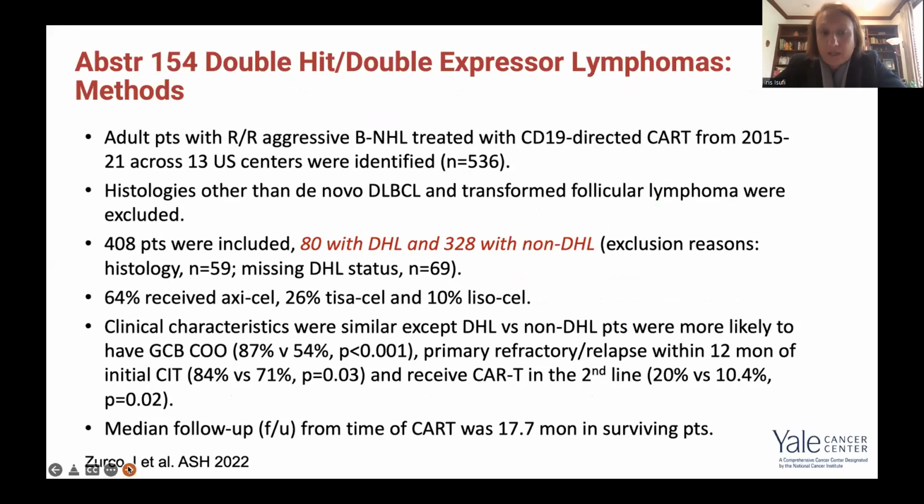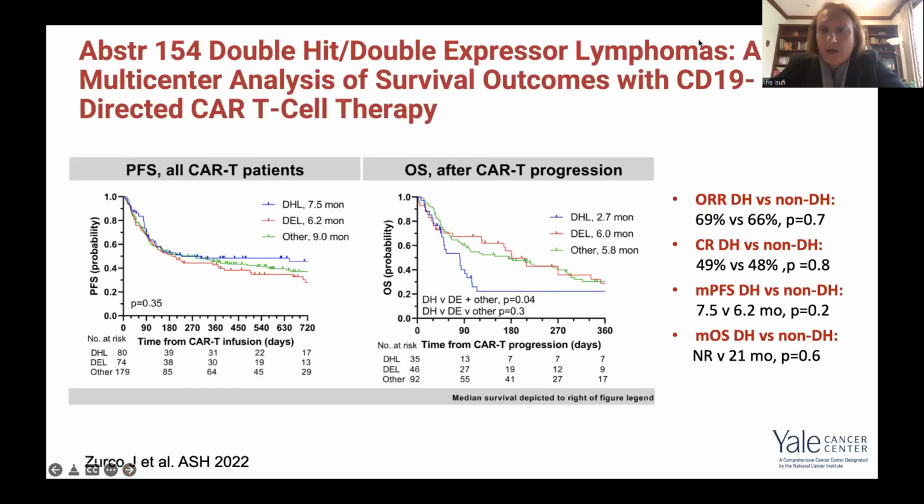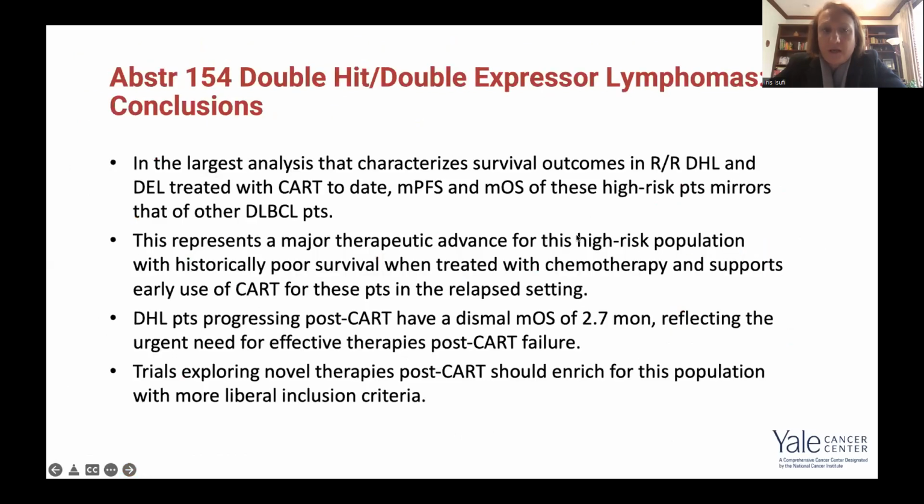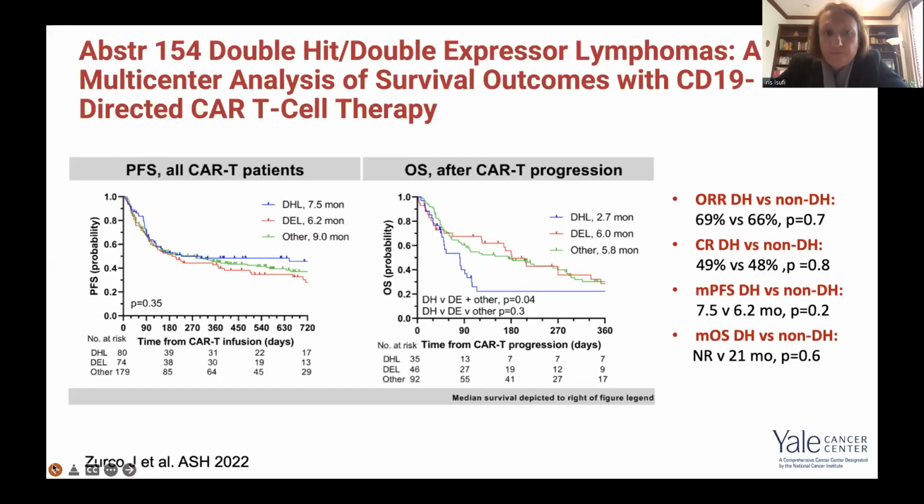And the clinical characteristics were similar between the double hit and the non-double hit group. So the median follow-up was also about 18 months from CAR-T for surviving patients, so relatively long follow-up. And what they saw actually was that patients did very well, whether they had double hit or dual overexpressor lymphoma compared to other subtypes of lymphoma in terms of their progression-free survival.